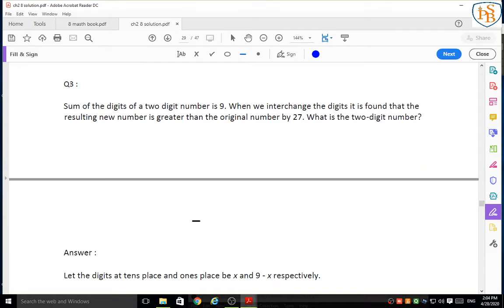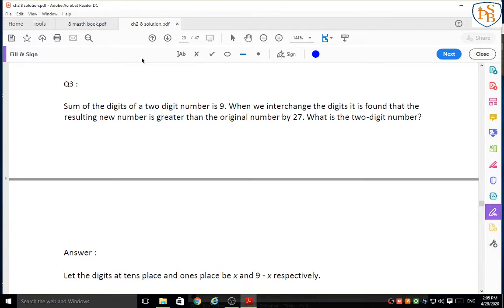Now question number 3. The sum of the digits of a 2-digit number is 9. When we interchange the digits, it is found that the resulting new number is greater than the original number by 27. What is the 2-digit number? Look at here carefully. The sum of the digits of the 2-digit number is 9. That means whatever digits are there, their sum is 9. One will be smaller, one will be bigger. So one will be at the tens place, one will be at the ones place. So let the digits at the tens place and ones place be x and 9 minus x respectively.